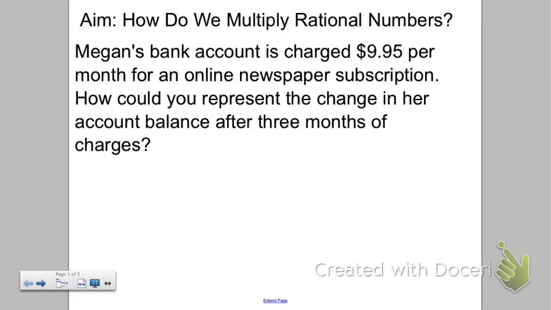Today's lesson is on how do we multiply rational numbers. Question 1. Megan's bank account is charged $9.95 per month for an online newspaper subscription. How could you represent the change in her account balance after 3 months of charges? Take a minute to copy down the question.